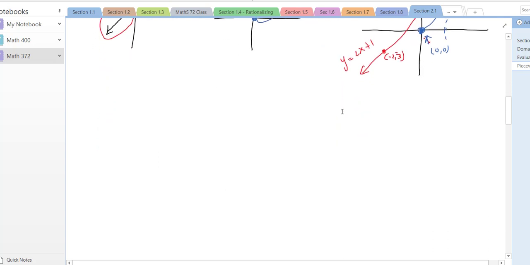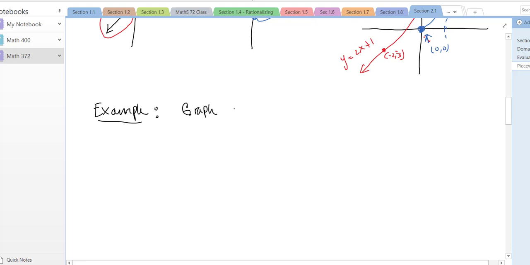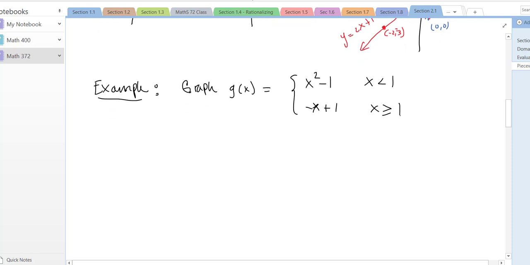So let's try another one. So say a different example. Let's graph, and I'm going to call it g of x, x squared minus 1 when x is less than 1, and negative x plus 1 when x is greater than or equal to 1. So notice the difference here. Well, the functions are different, but also before we had 0 as where the two pieces change. Now we have them change at 1.